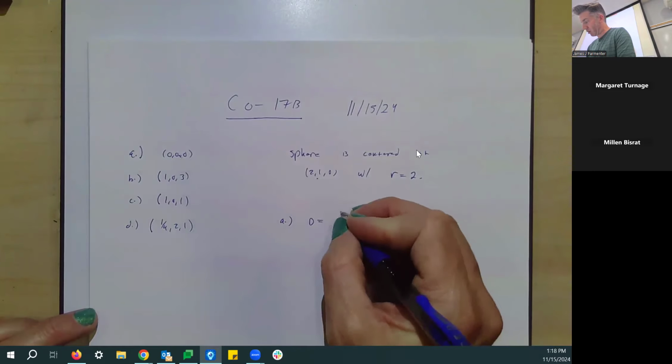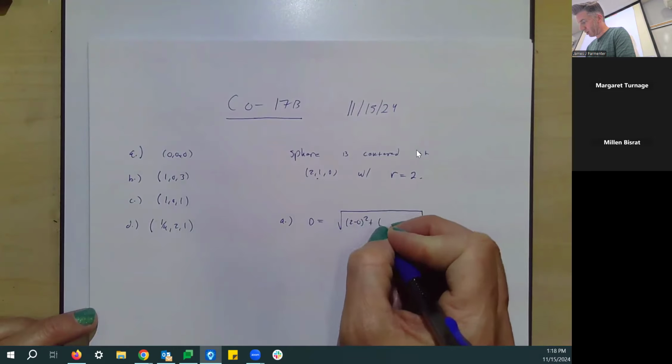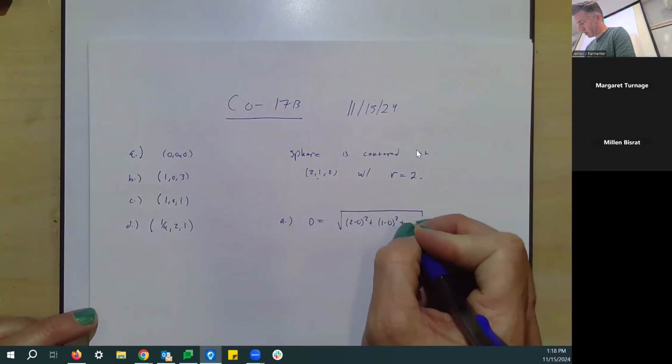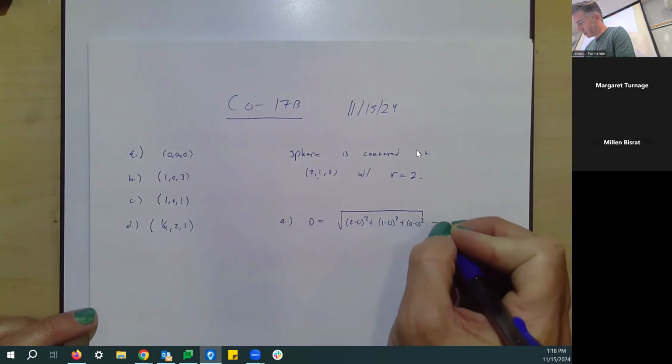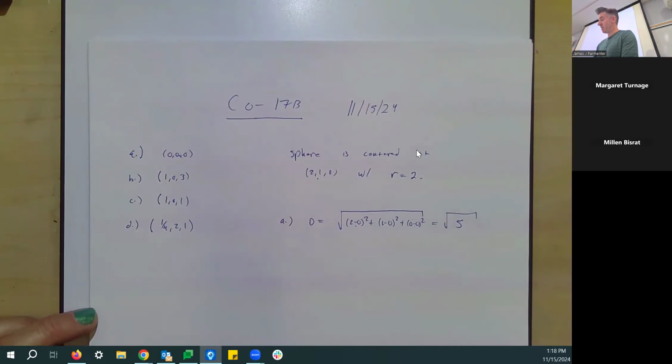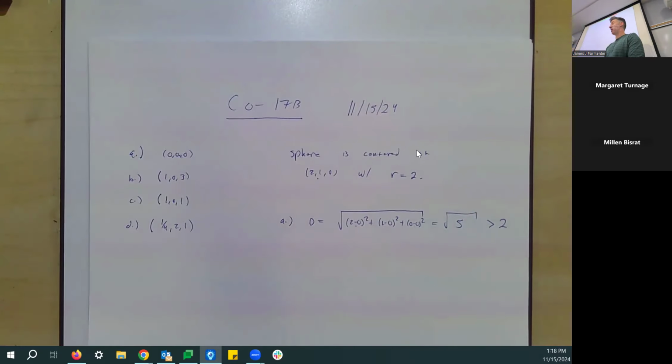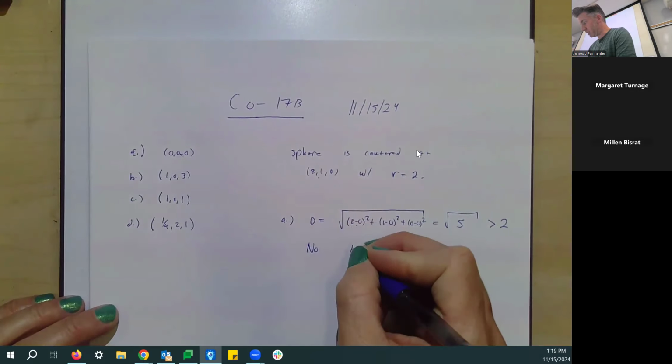So for A, the distance between (0, 0, 0) and the center of the sphere is going to be the square root of (2 minus 0) squared plus (1 minus 0) squared plus (0 minus 0) squared, which is going to be the square root of 4 plus 1 plus 0. And that's bigger than 2. So no, that point is not going to be covered by this vaccine. Our distance is too big.